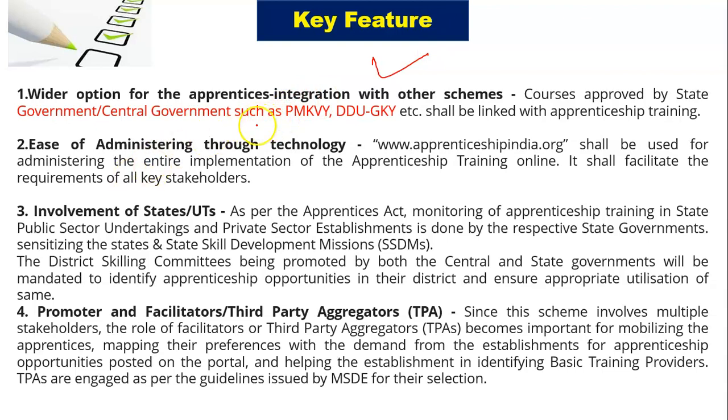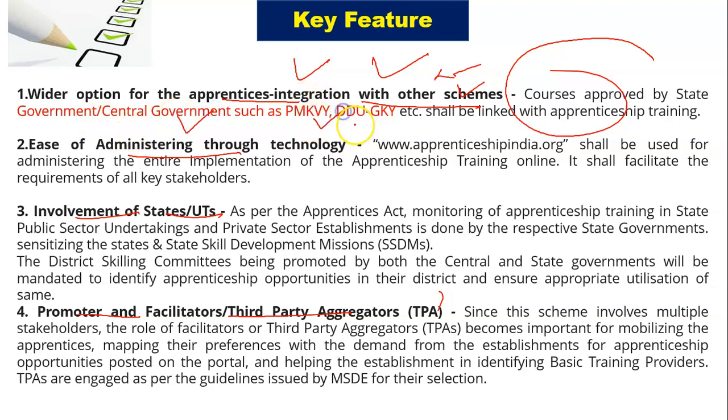Now these are some key features. There are various key features for this scheme. The first is a wider option for apprenticeship, integration with other schemes, ease of administering through technology, involvement of state duties, and the promoter and facilitator of third party agreement. I will explain this one by one. Wider option for apprenticeship: they are integrating this scheme with other schemes of the state and central government like PMKVY, DDU-GKY.